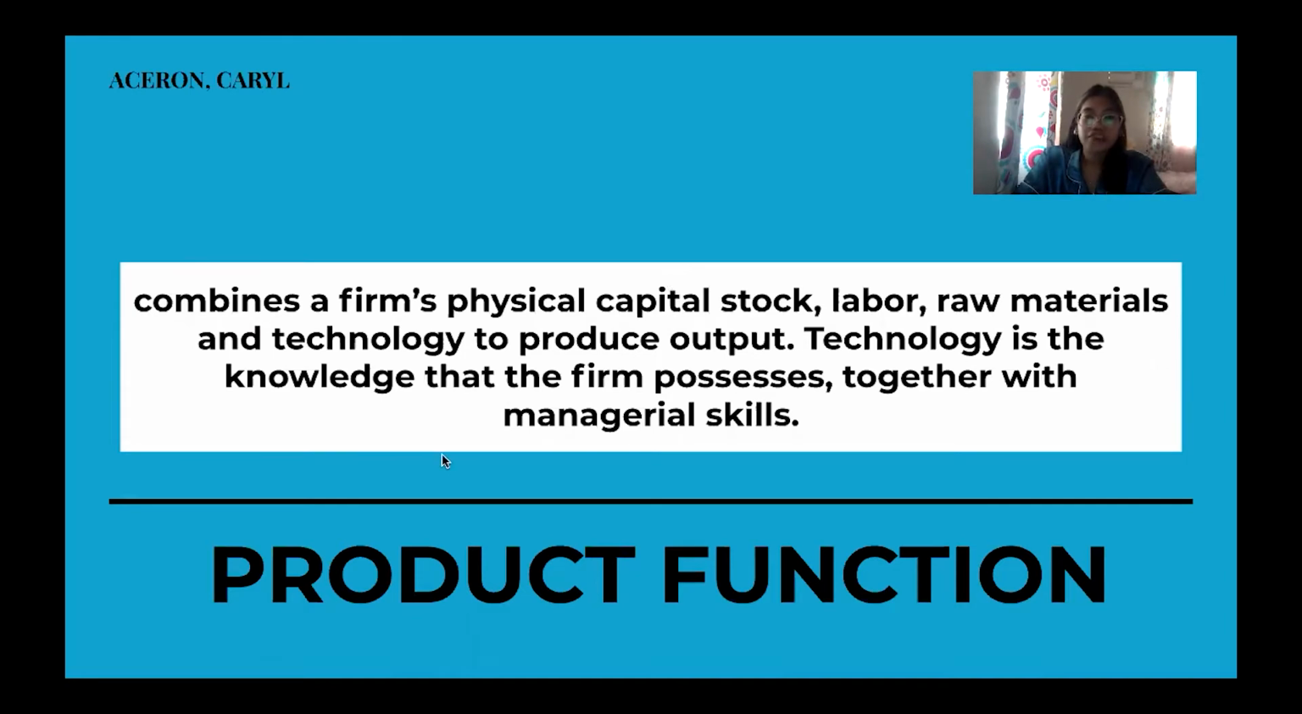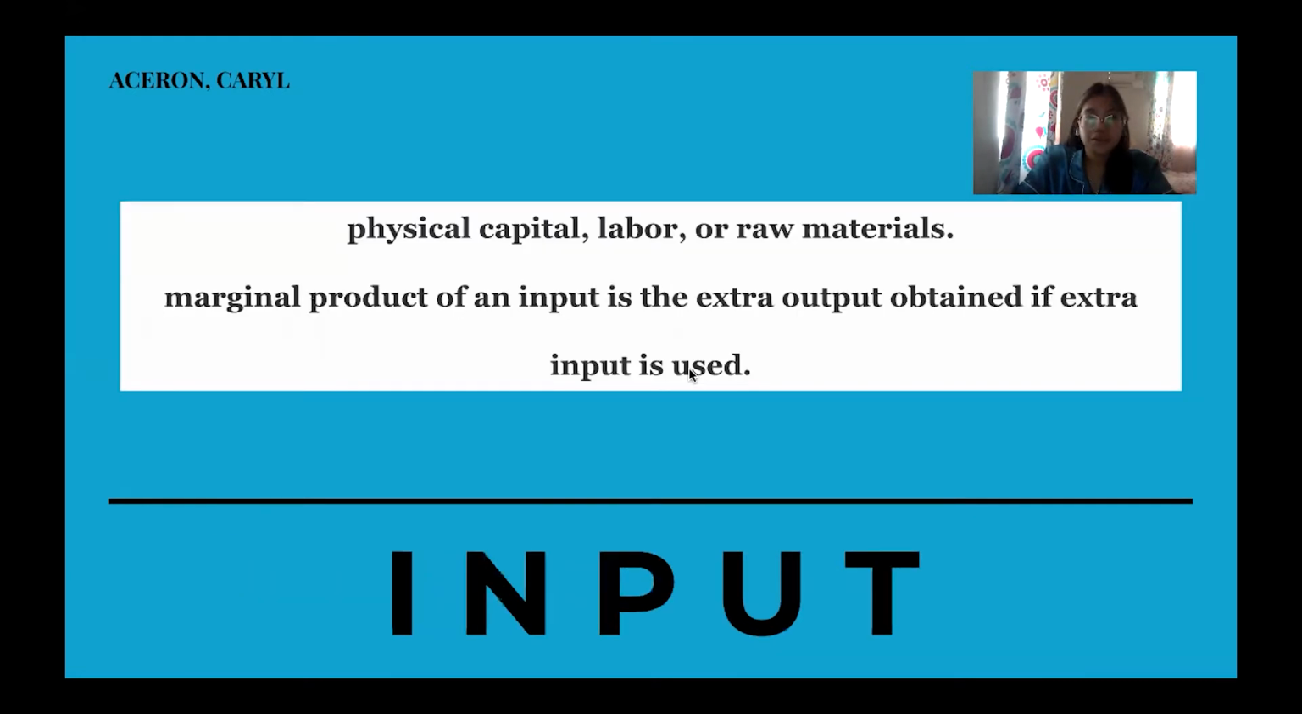But first, we have to understand what a production function is. A production function combines a firm's physical capital stock, labor, raw materials, and technology in order to produce an output. Technology is the knowledge that a firm possesses together with the managerial skills. By input, we mean any of the factors of production, such as physical capital, labor, or raw materials. The marginal product of an input is the extra output obtained if extra input is used.